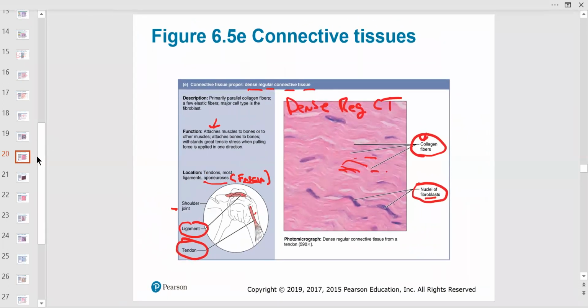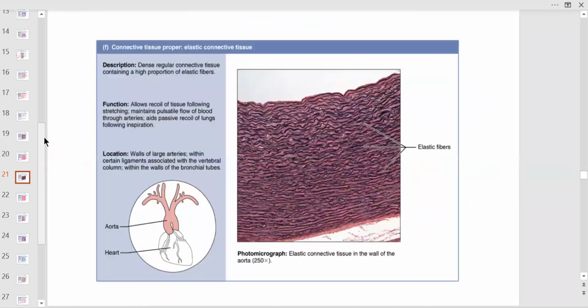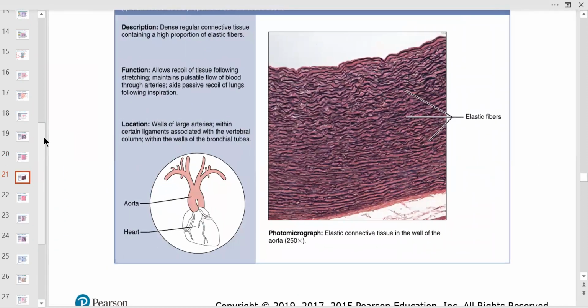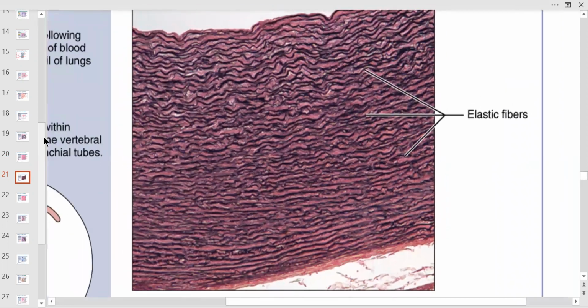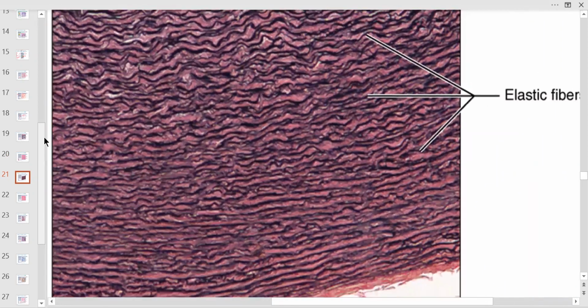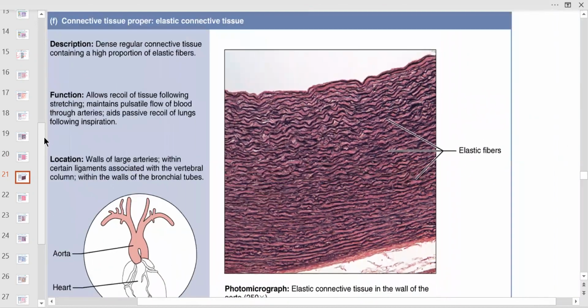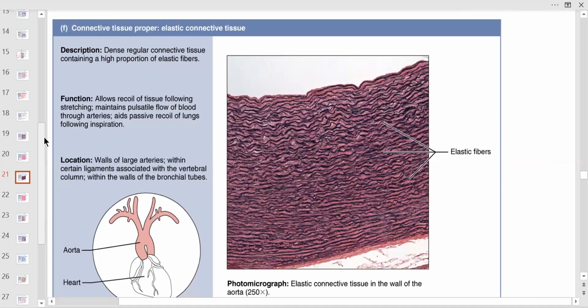So this is dense regular. That's my point. That's the takeaway. Yeah. So this is elastic connective tissue. And this one is definitely going to be on the test. I got to look really close, right? Look at that. It looks wavy. Does that look wavy to you? Dark lines. Well, let me tell you, my friends, this is the aorta.